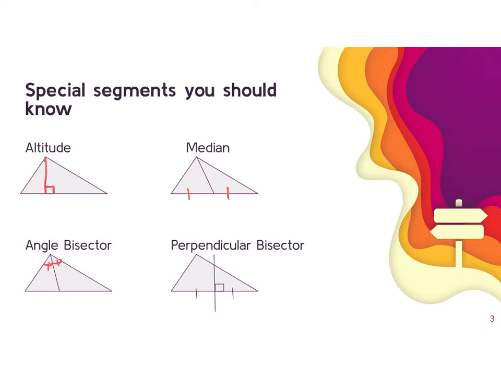Finally, we have a perpendicular bisector. This one is kind of like if you had an altitude plus a median. What it does is it creates that right angle, but then it also cuts the opposite side in half. Notice this perpendicular bisector, though, is different. It doesn't necessarily go through that opposite vertex like the altitude and median always do.